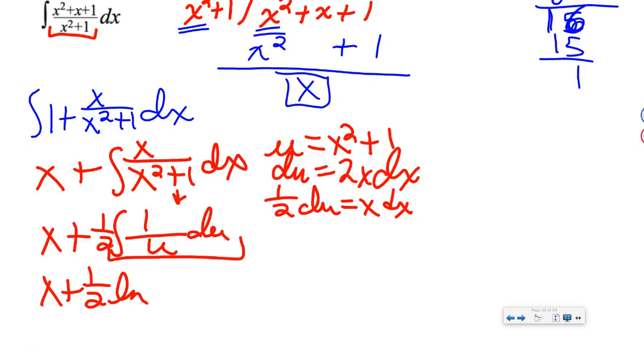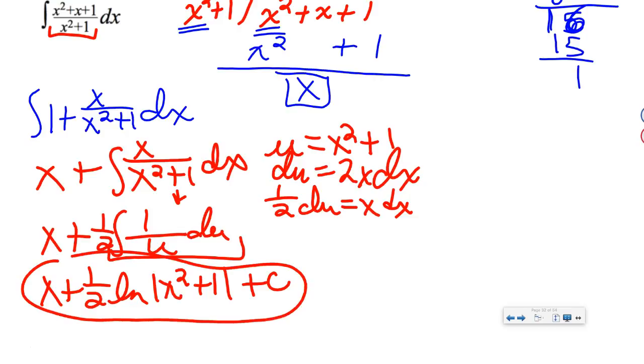ln of absolute value of u. Now suppose she left the absolute value bars off. Could I mark it wrong? What do you think? In general, yes. In this specific example, no. Can you tell me why not? There it is. X squared plus 1 is what? Always positive, so they're redundant, but I would put them on there just in case, because if it matters, you'll get it marked wrong. So that one was a little bit trickier.